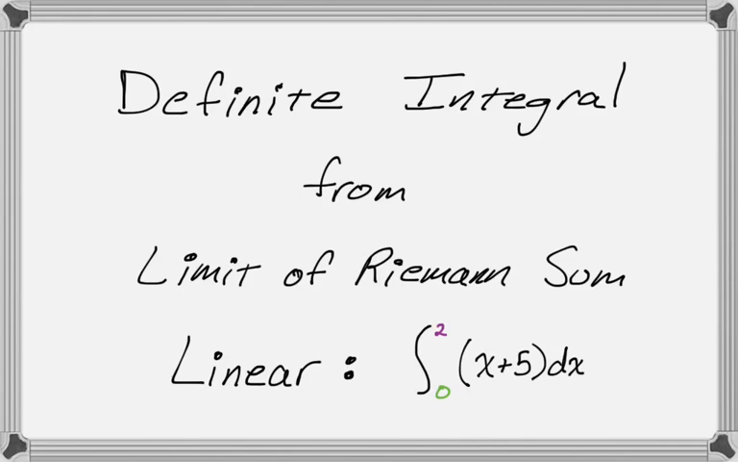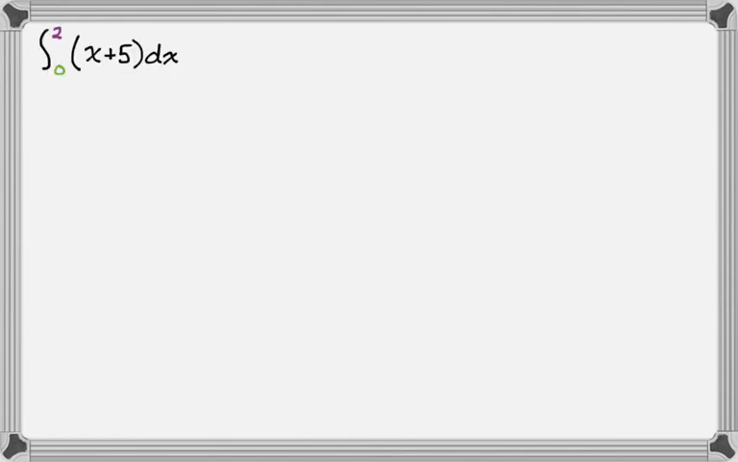So let's get started. To evaluate these, you need to find two things and remember how to do it. The first thing we need to find is delta x. Delta x is, in general, (b minus a) over n, where b is the ending value for your definite integral, and a is the starting value. So in this case, it's 2 minus 0 over n, which reduces to 2 over n. Okay, so we found delta x.